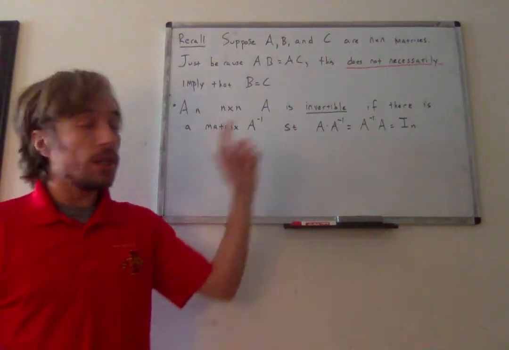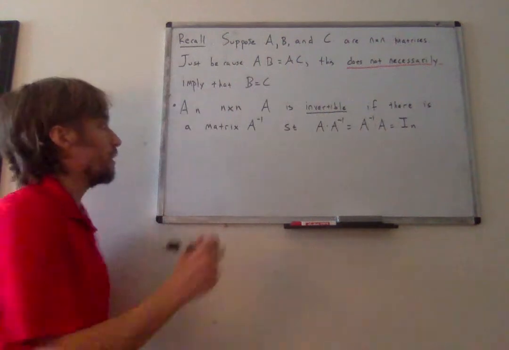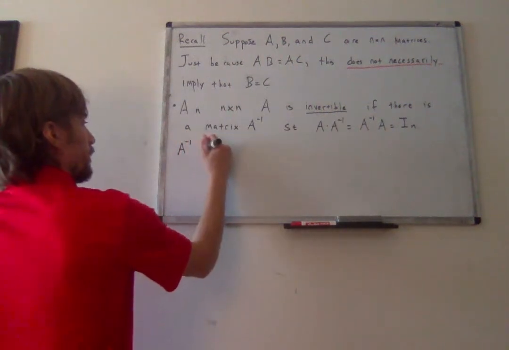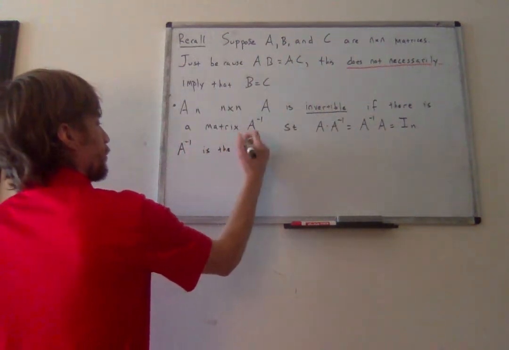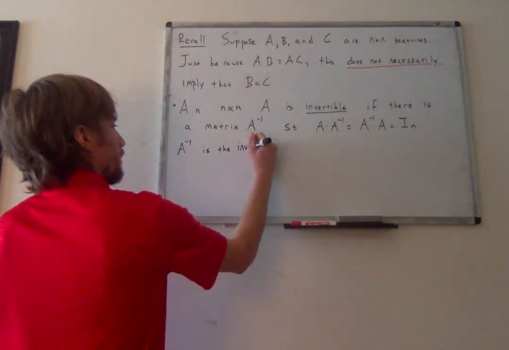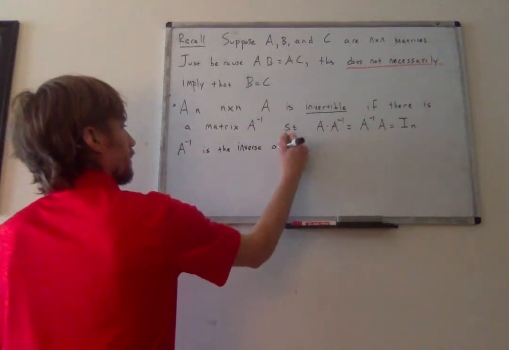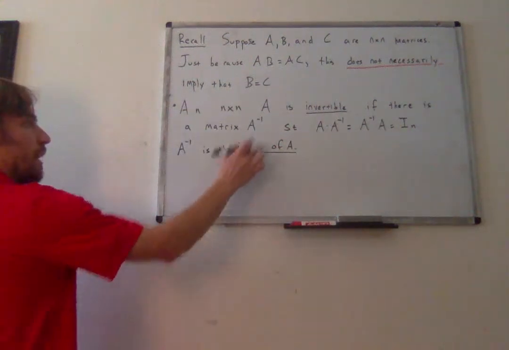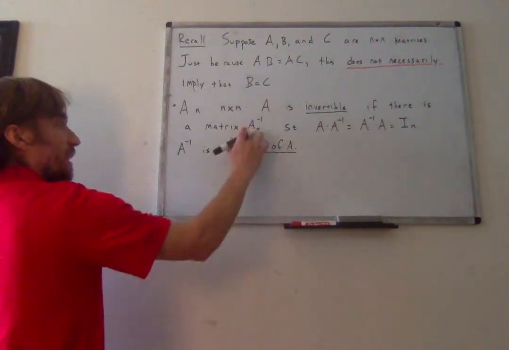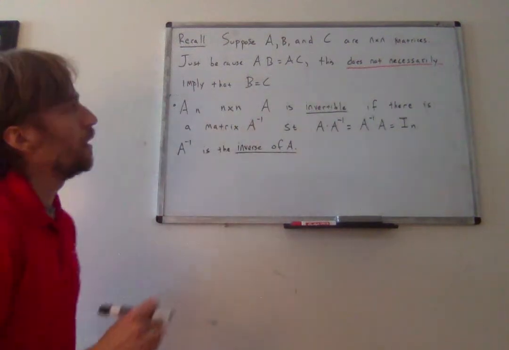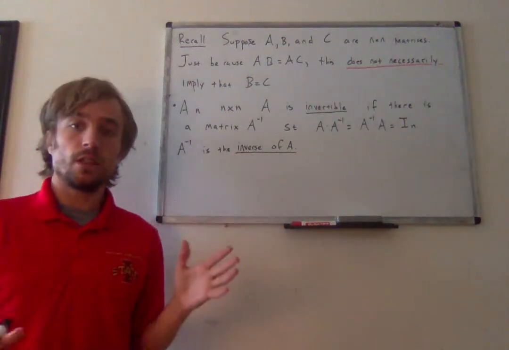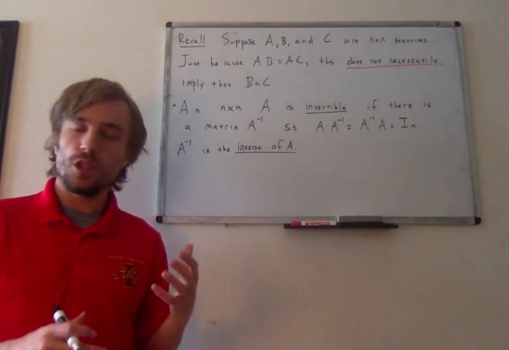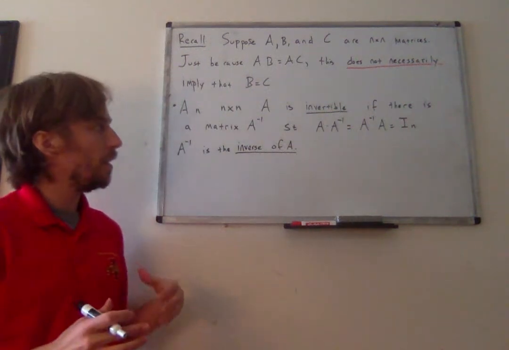And so notice we actually get a couple things out of this. We call A inverse the inverse of A. So this matrix here is the inverse of A. A, we say, if this matrix exists, is invertible. And so this matrix doesn't always exist. We will start to see some conditions which will make this matrix exist today.